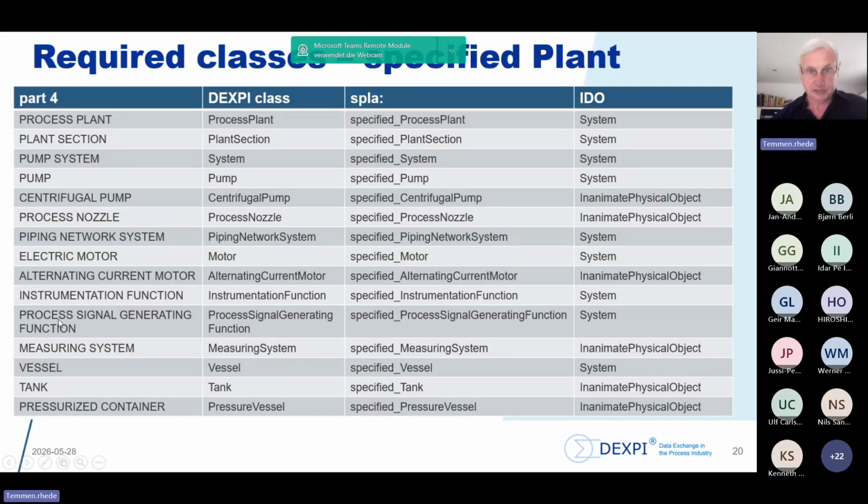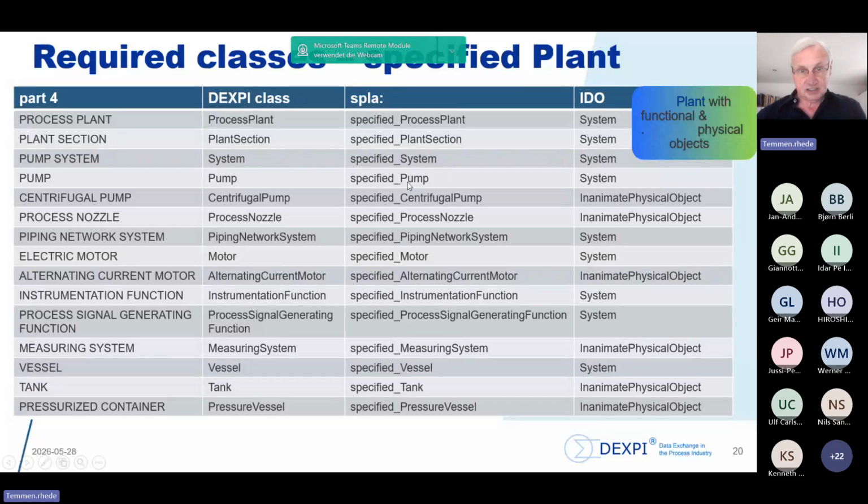And what we see here, we have the specified pump, and here we have a pump. That means part 4 has a broader definition. The pump definition in part 4 covers specified, and later we will see actual pump as well. Therefore, the specified pump is only a subclass of the part 4 pump, and all in the color blue, functional objects of the specified plant, were modeled in IDO as LIS systems. All the green ones are modeled as inanimated physical objects.